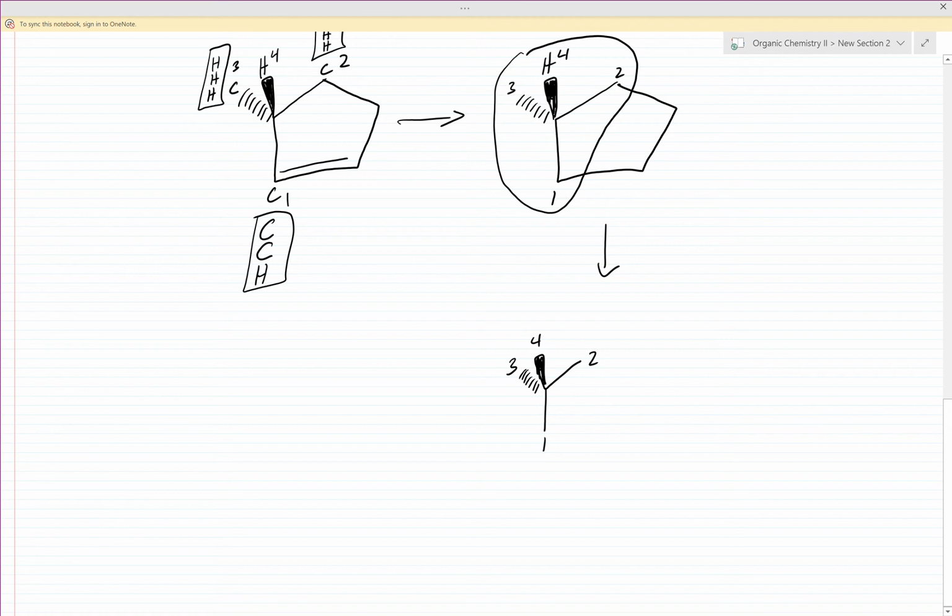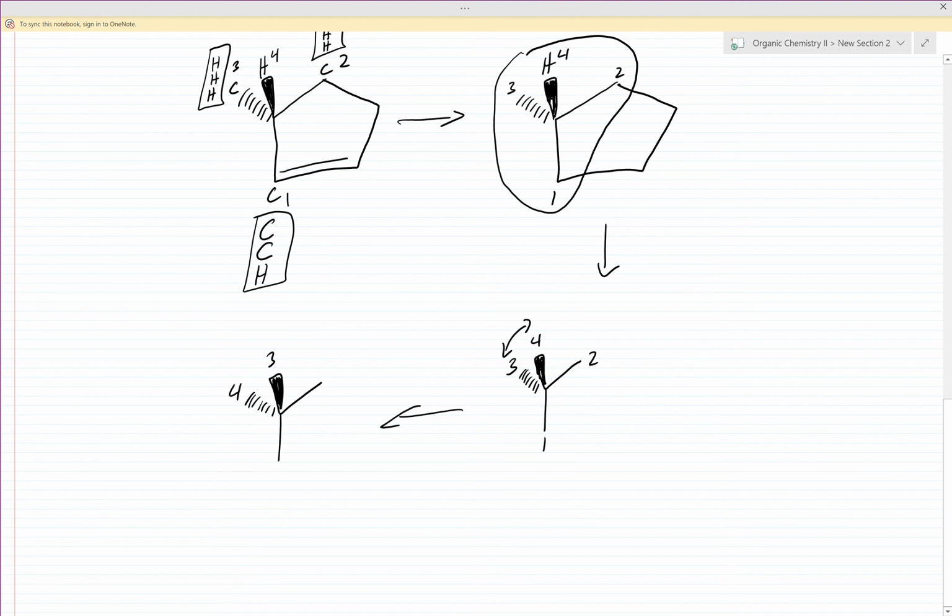And now we are going to move the 4 into the back position, which is going to require us to switch positions with the 3. So I'm going to draw one more time that skeletal structure. That skeletal structure does not change in shape or pattern. The 4 goes on the dashed line, the 3 goes on the wedge. So we switched those two.